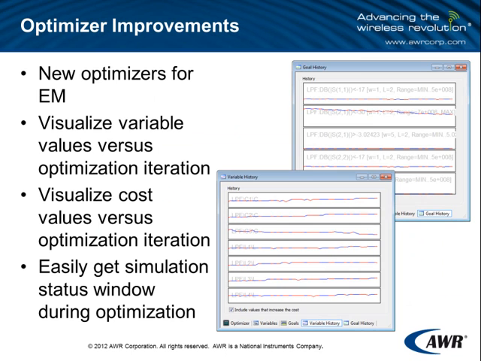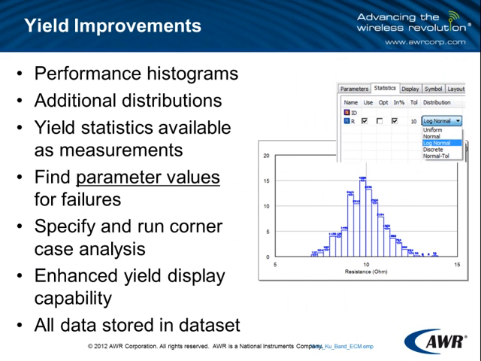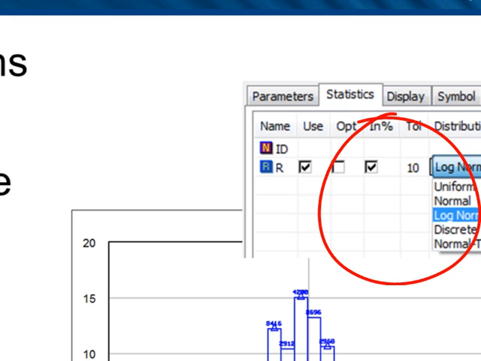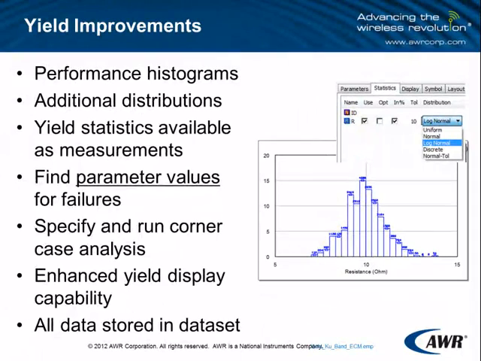The optimizer has been improved in various ways. In particular, it's easier to visualize how the variables are changing and how the cost functions are changing. Yield has been improved. Again, much easier to visualize various things. You can see here on the right of this slide that we now have more distributions. When you set up the yield analysis, you can also find out various parameter values in case something fails. And again, I remind you, all the data is stored in a data set, so you can get back and access it later.